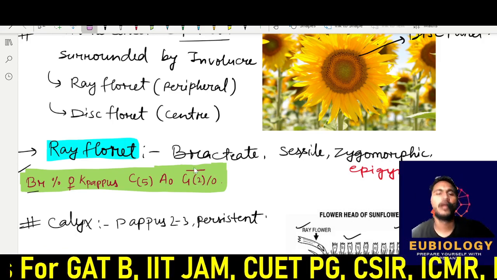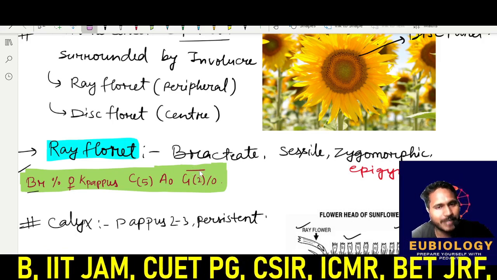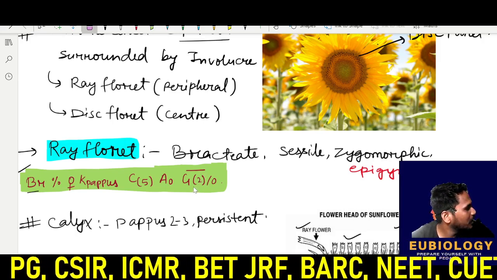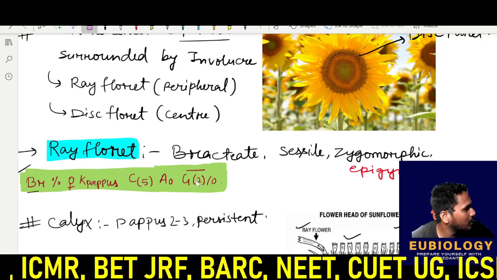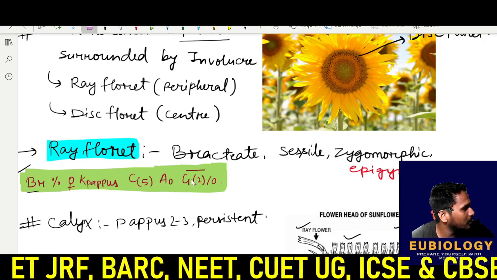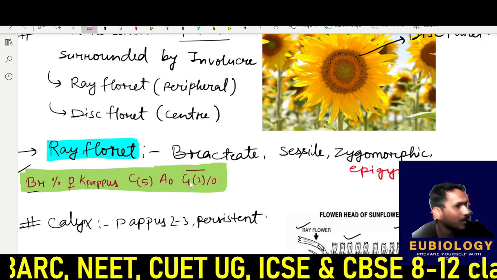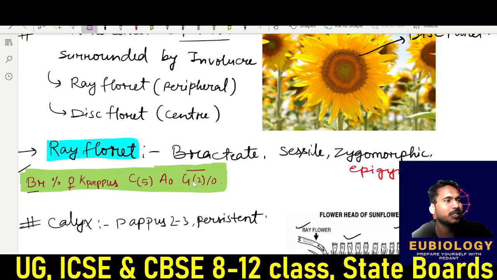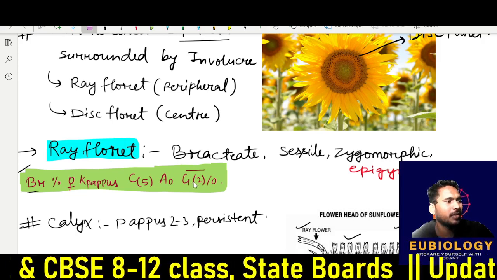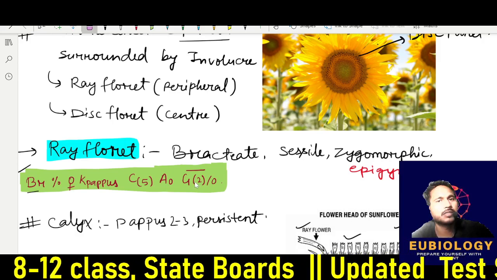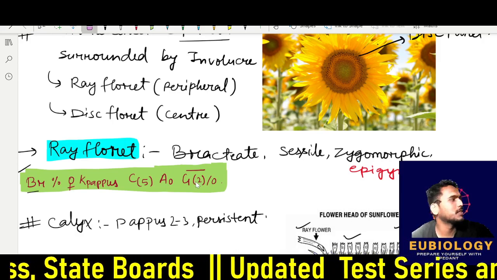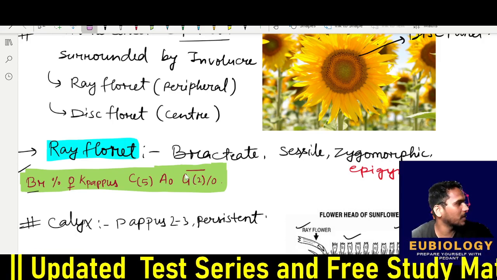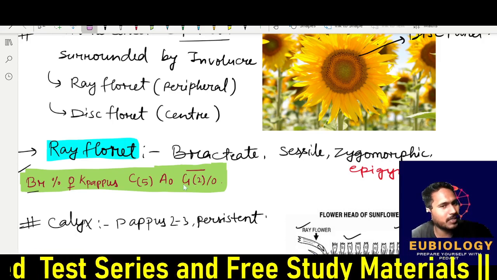Here the line is above the G. It means gynoecium will be inferior or superior here? What is your answer? Gynoecium is inferior only. Line above the G means it will be inferior.